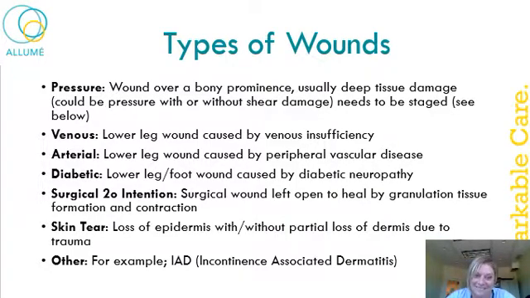Then there's a diabetic ulcer. Not good. Lower leg or foot wound caused by diabetic neuropathy. The next type of wound is a surgical secondary intention wound: a surgical wound left open to heal by granulation tissue formation and contraction. Skin tear: the loss of the epidermis with or without partial loss of the dermis due to trauma. Not good. Other, for example, IAD, incontinence-associated dermatitis. Awful. Keep yourself clean.